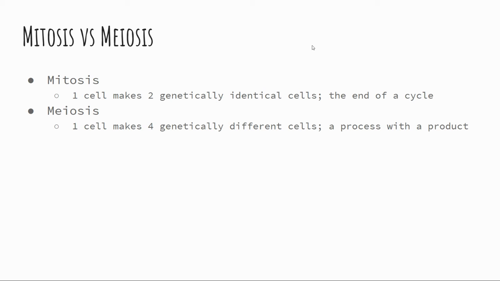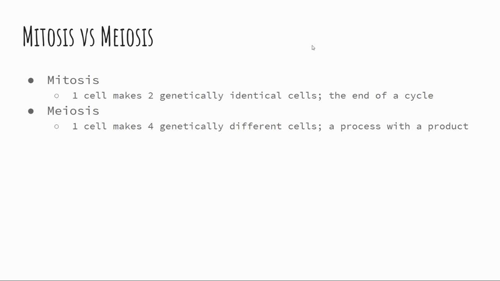Last slide for this section: mitosis versus meiosis. Again, you probably need to go back and review mitosis and compare it to meiosis. But the big thing is which cells do the process and the resulting product of the process. In mitosis, we have two genetically identical daughter cells from one cell. In meiosis, we have one cell that's going to make four genetically different cells.